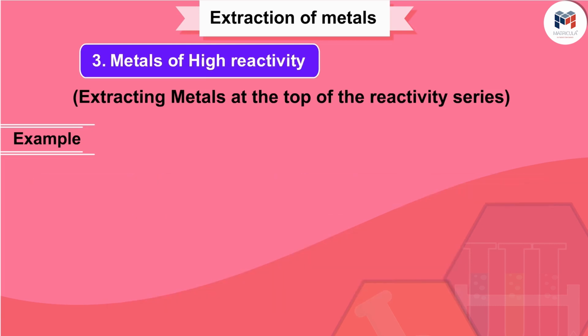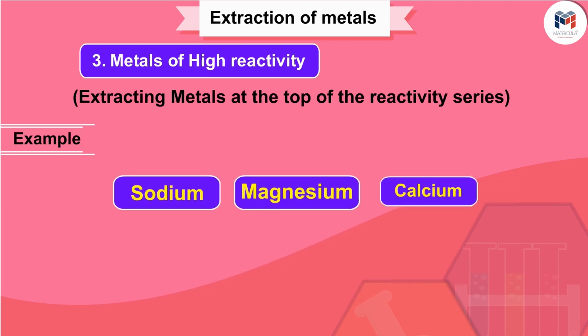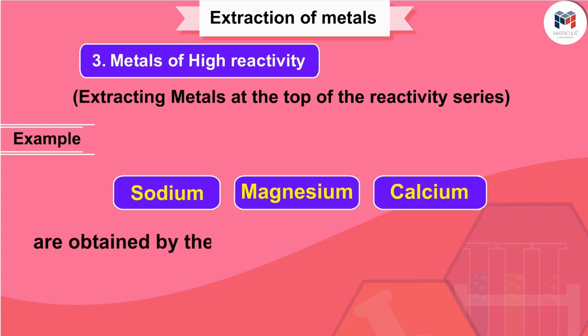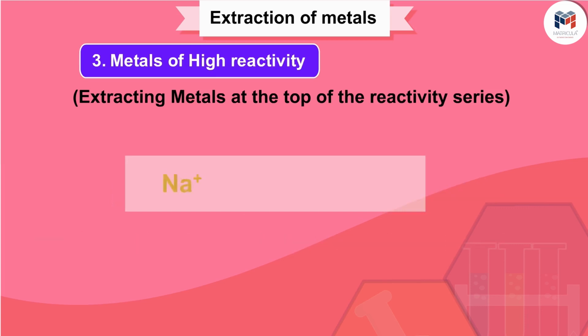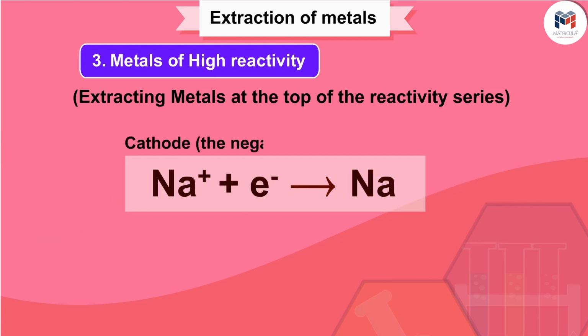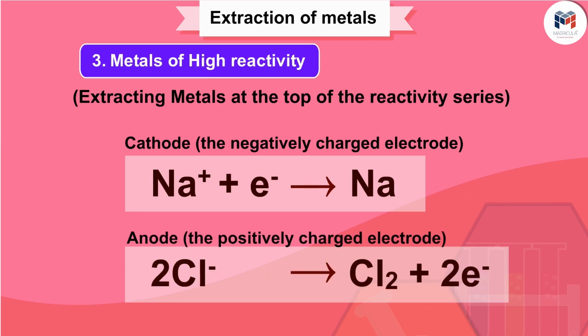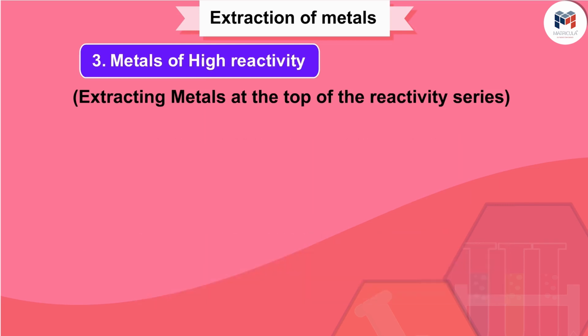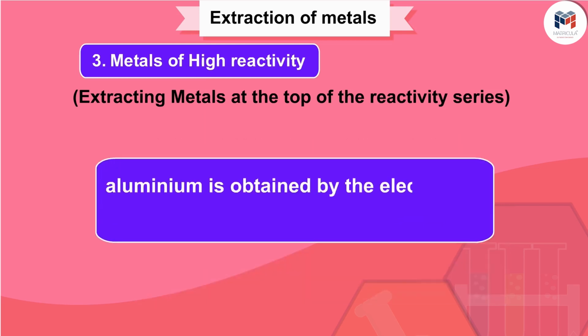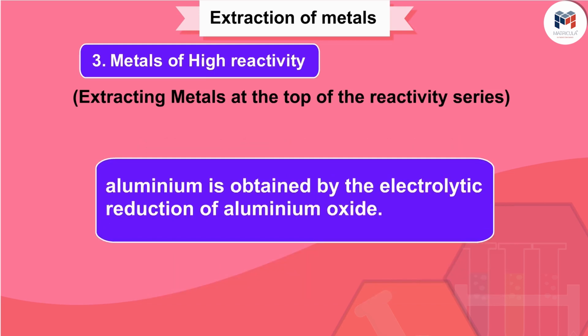For example, sodium, magnesium, and calcium are obtained by the electrolysis of their molten chlorides. The metals are deposited at the cathode, the negatively charged electrode, whereas chlorine is liberated at the anode, the positively charged electrode. The reactions are shown. Similarly, aluminium is obtained by the electrolytic reduction of aluminium oxide.